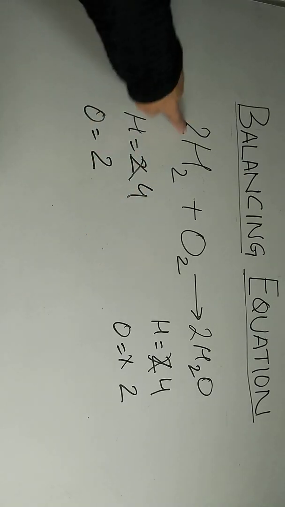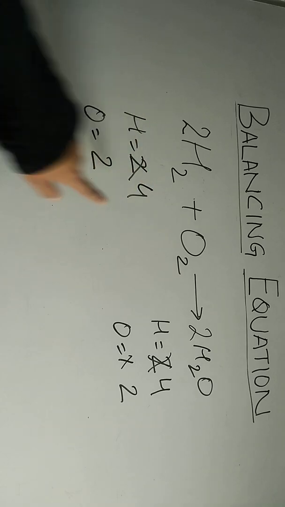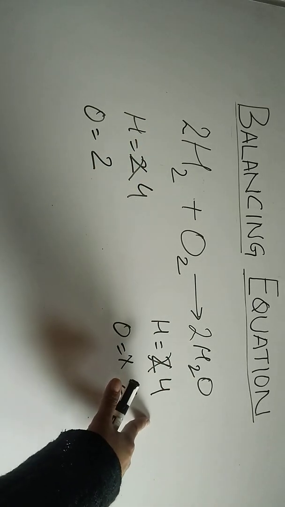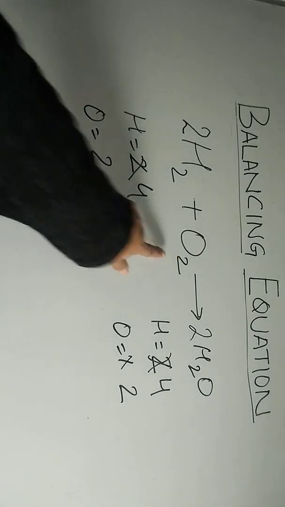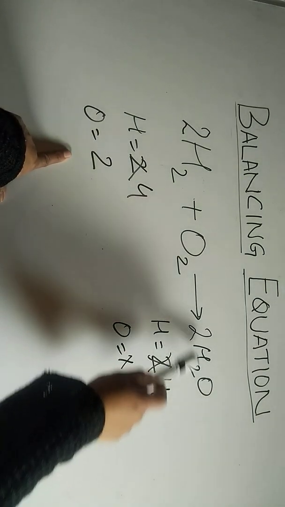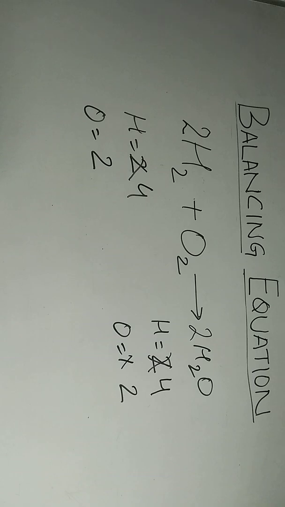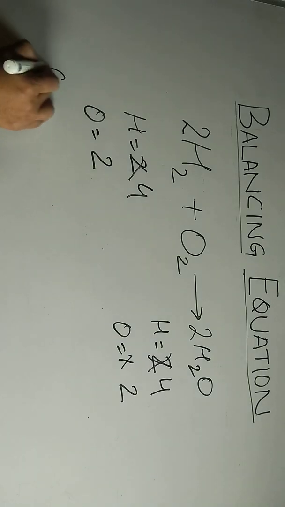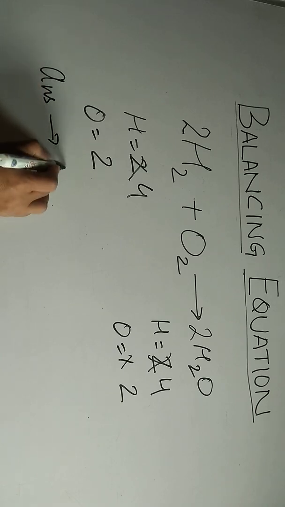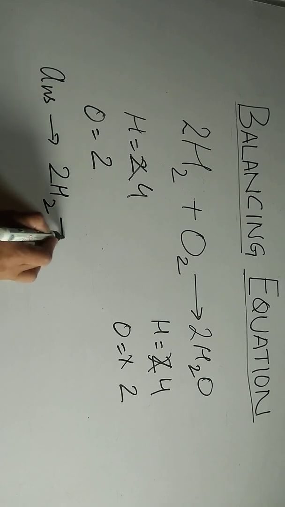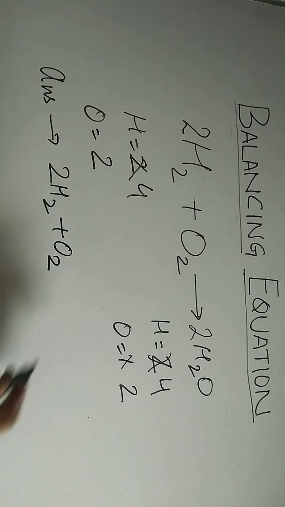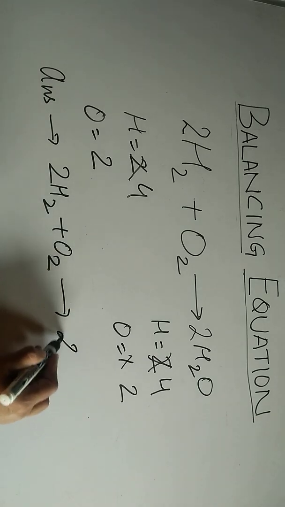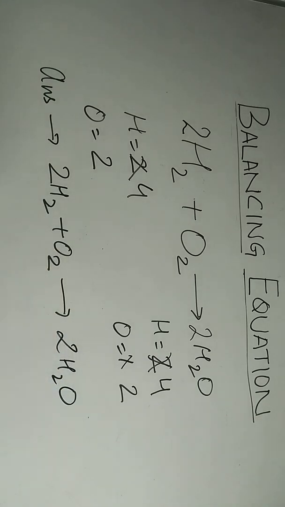So 2 2s are 4 hydrogen this side. 2 2s are 4 hydrogen this side. 2 oxygen this side. And 2 into 1, 2 oxygen this side. This is a balanced equation. And your answer you are going to write after this is 2H2 plus O2 is going to give you 2H2O. That is going to be your balanced equation.